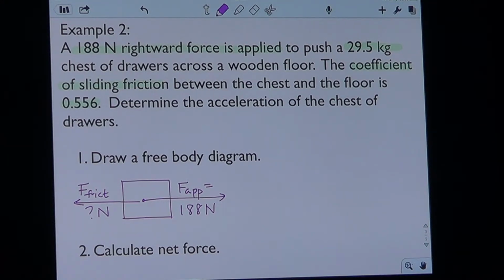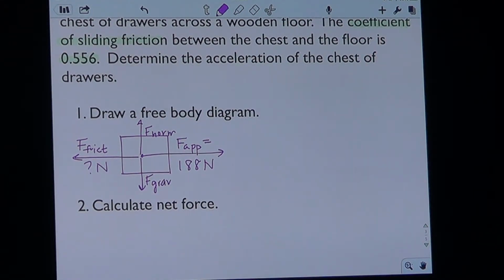What other forces are going to be present? Gravity, and normal. Those should be balanced, so we don't really need to know what they are. We do need to figure out what the friction is in order to calculate the net force. If you look back at your formulas, friction equals mu times the normal force. So I guess we are going to have to calculate the normal force also.